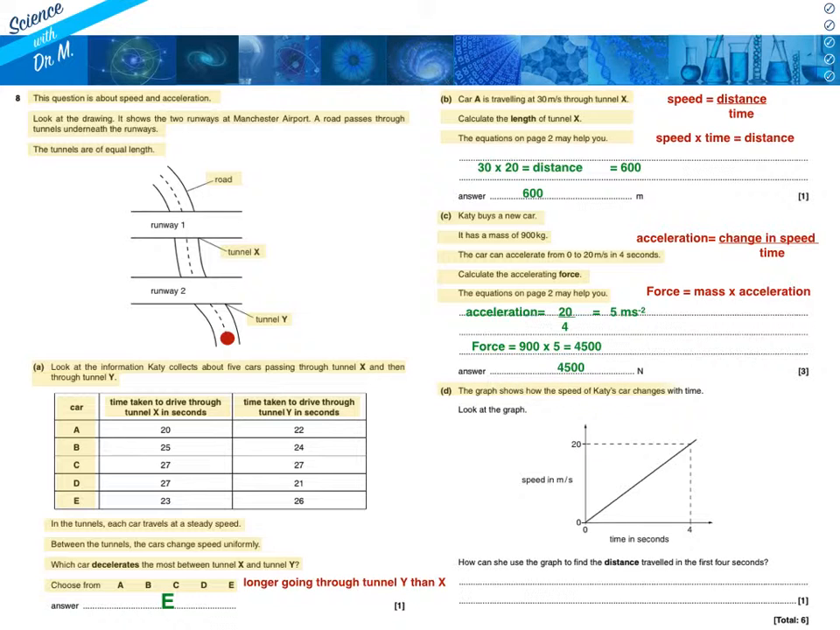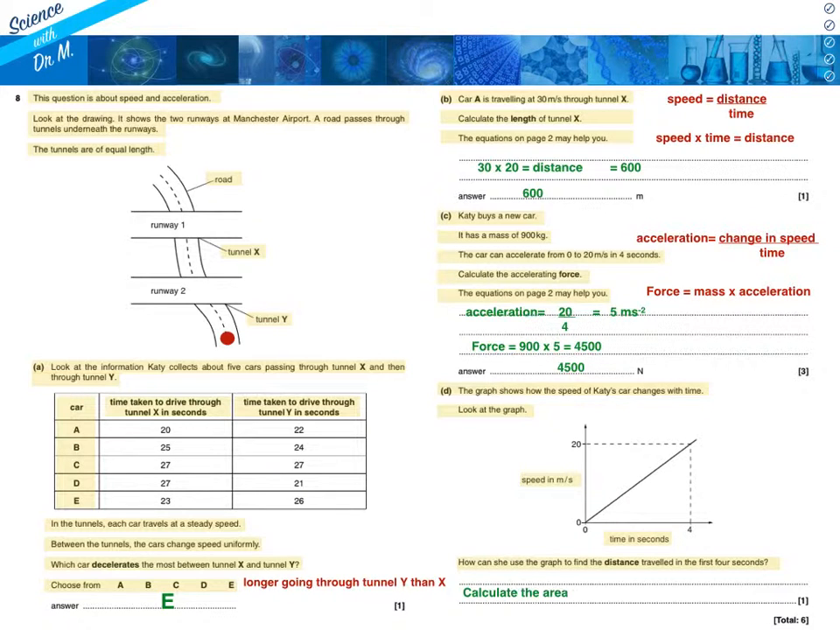Now the last question here, part D. Look at the graph, which shows how the speed of Katie's car changes with time. We've got a lovely graph here, speed on the y-axis, time on the x-axis. The question they're asking is, how can you use the graph to find the distance travelled for the first 4 seconds? Now this is something you need to remember. If we've got a speed time graph, not a distance time graph, the distance travelled is equal to the area under the line, or the curve if you've got a curve.